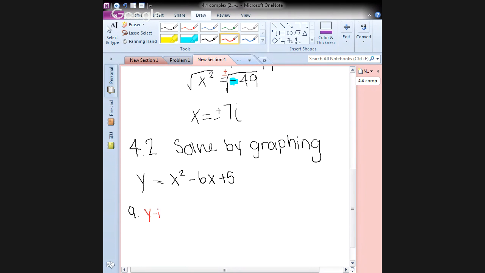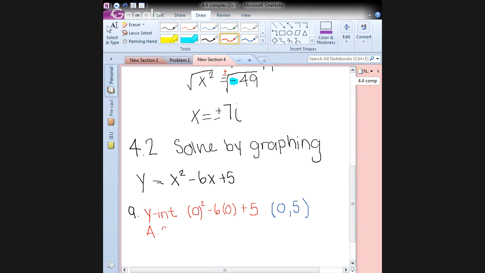And the y-intercept, no matter what equation I give you, is always when you take x and plug in 0. So my y-intercept is going to be 0 squared minus 6 times 0 plus 5. 0 squared is 0, minus 6 times 0 is 0, so all I'm left with is 5. So the y-intercept, as a point, would be the point (0, 5). That's my y-intercept.